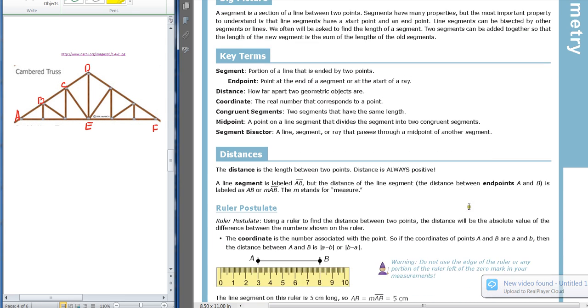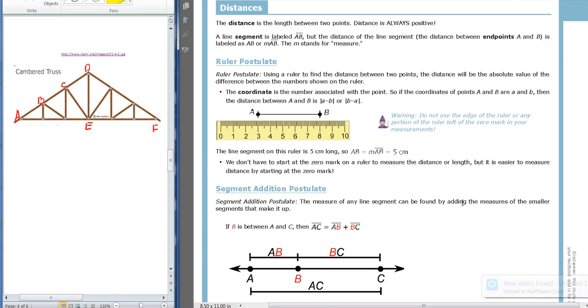Today we're going to be talking about segments. Now, segments are sections of a line between 2 points. Segments have properties, but the most important property to understand is that a segment has a start point and an end point. For example, we have a segment from A to D on this truss, and it is bisected by another segment called C to E.